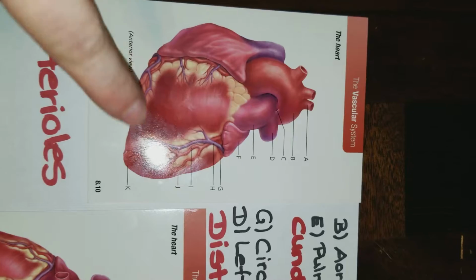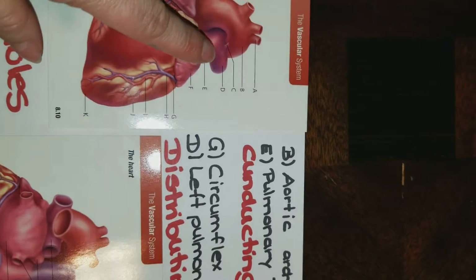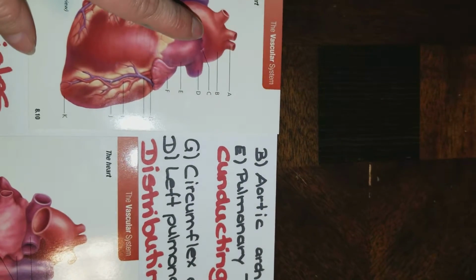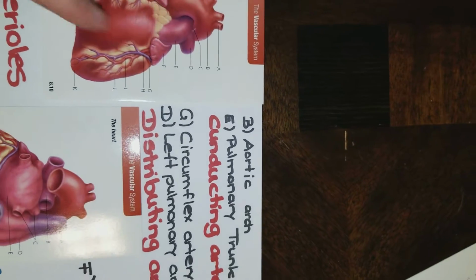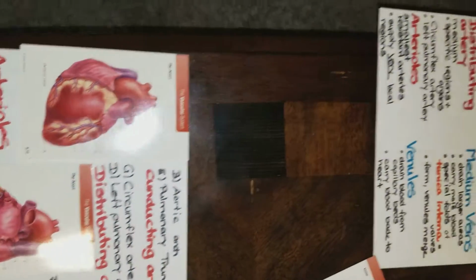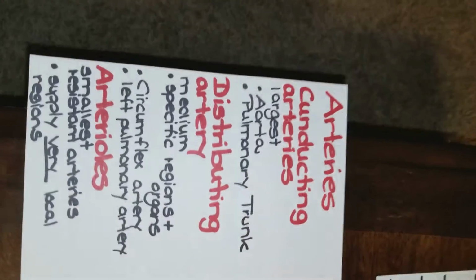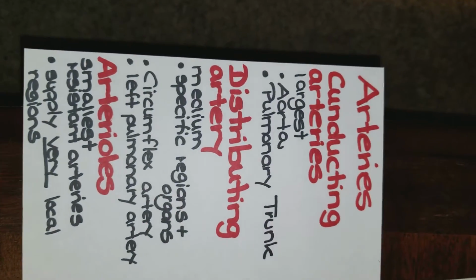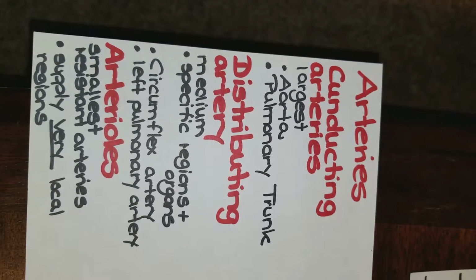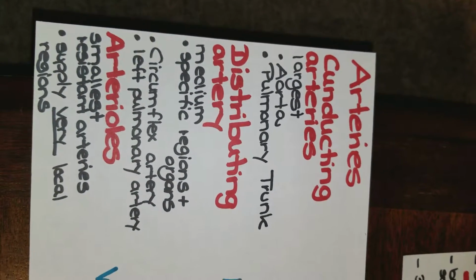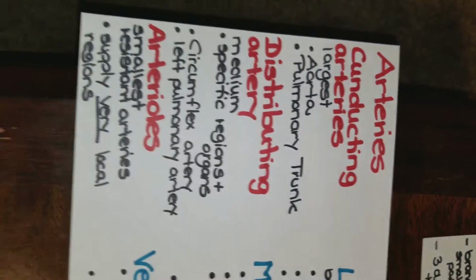Here you go. There's the aortic arch right here, and where's E? Right here is your pulmonary trunk. So that's the conducting arteries. Then you have the distributing arteries. They're medium size, and they go to specific regions and organs. As an example, you have the circumflex artery and the left pulmonary artery.